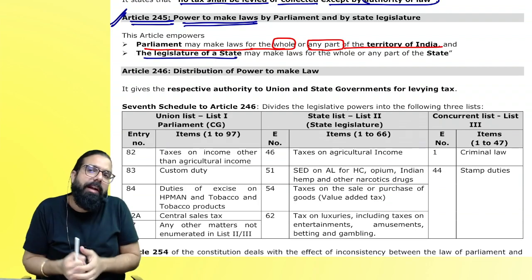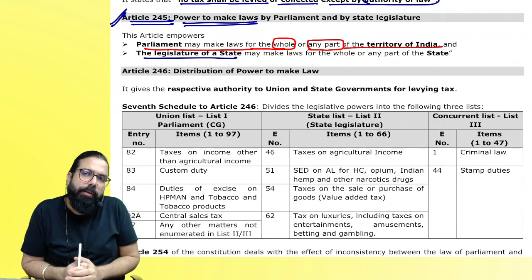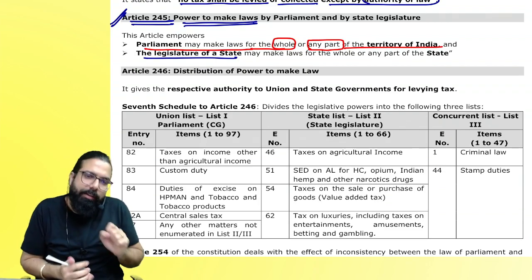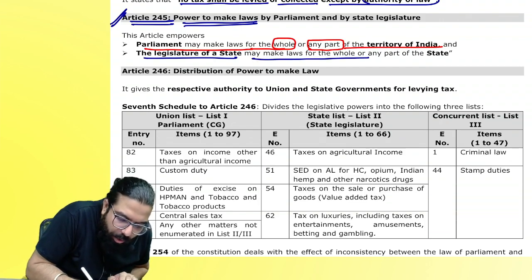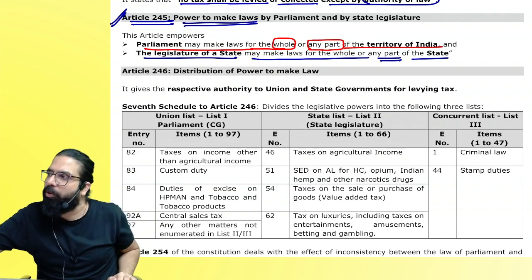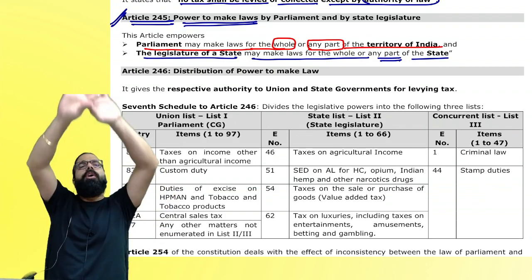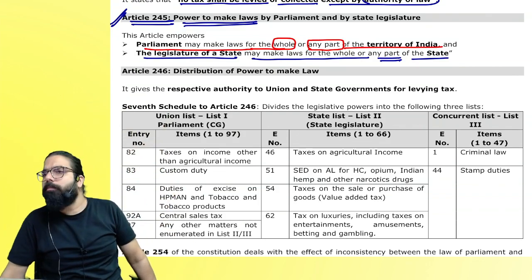But sir, if the state legislature is making a law, say one law is passed through the Karnataka state legislature, it will be applicable only to that state. It will be applicable only to the whole of the state, or they can make it applicable only to a part of the state. Central government made a law, whole of India.